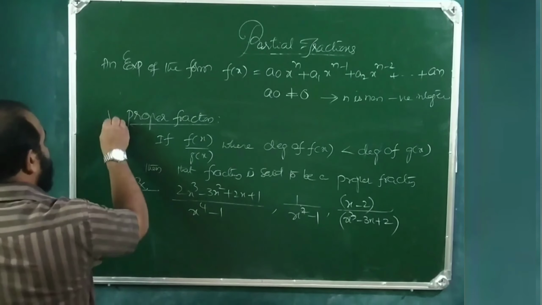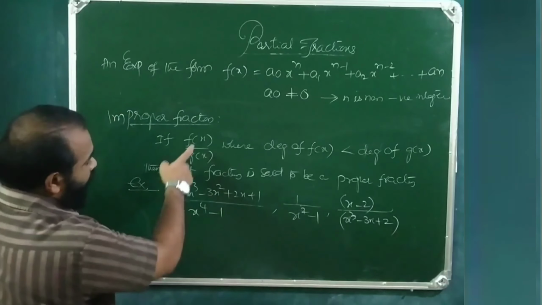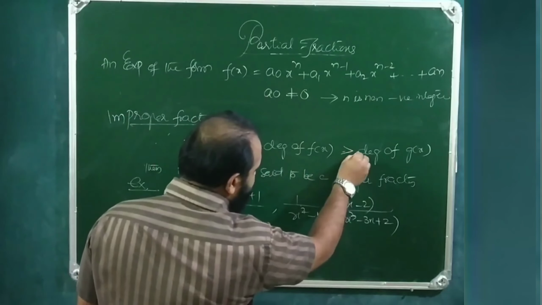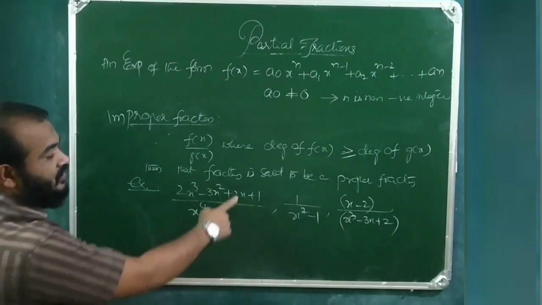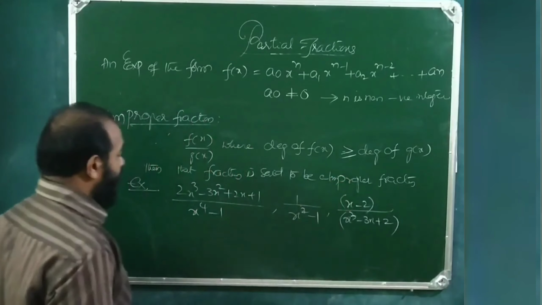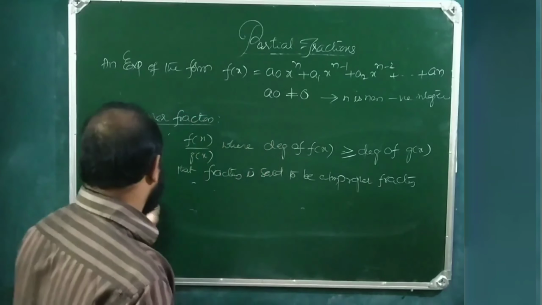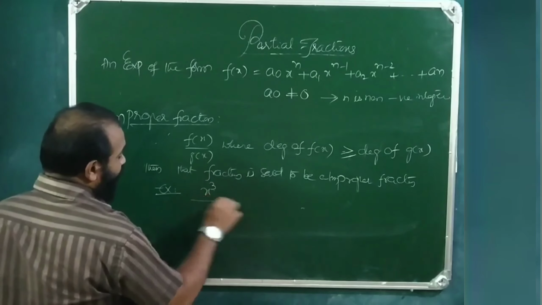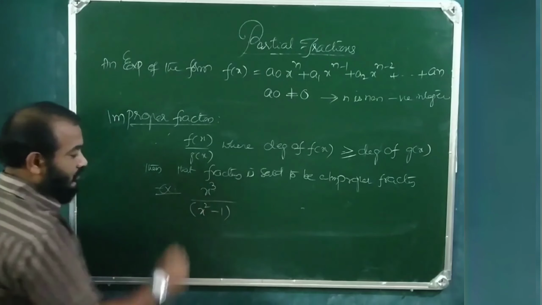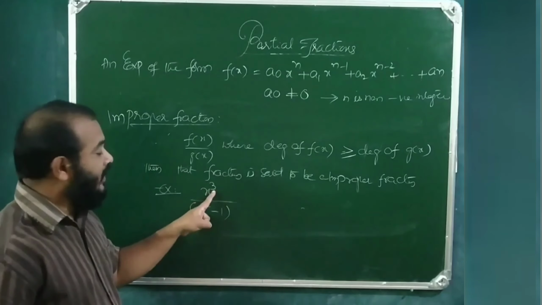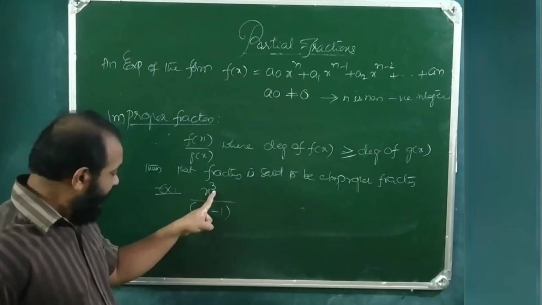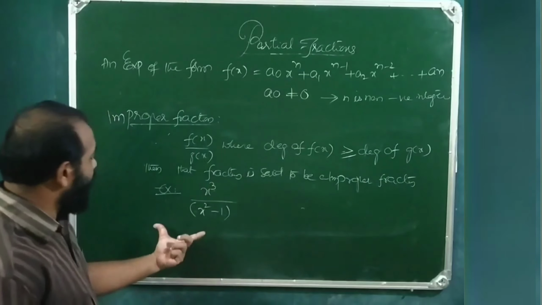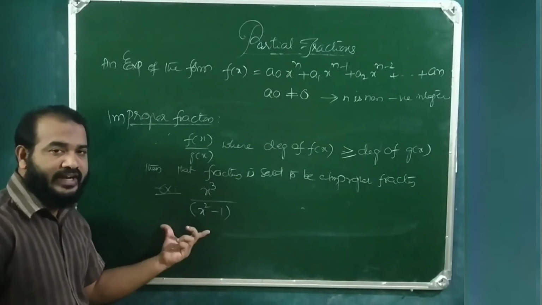Now, improper fraction. If f of x by g of x, where degree of f of x is greater than that of degree of g of x, then that fraction is said to be improper fraction. So, the example for which is x cube by x square minus 1. So here degree of the numerator is 3, which is greater than 2. So degree of f of x is greater than degree of g of x. Therefore, this is one example for improper fraction.